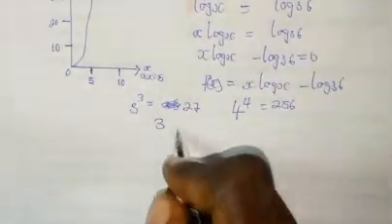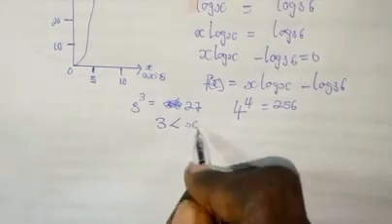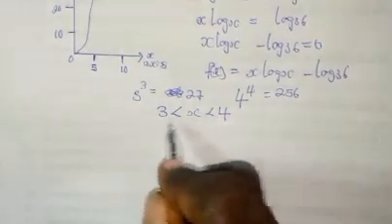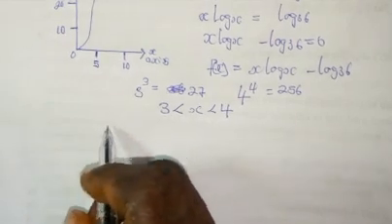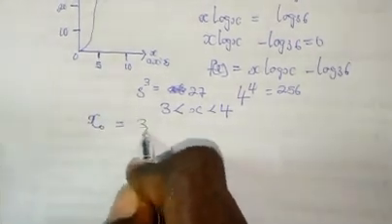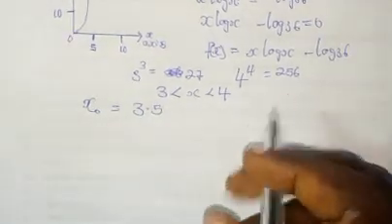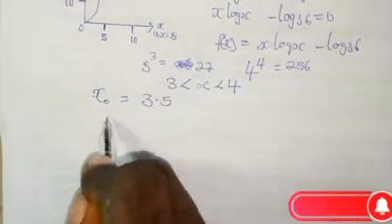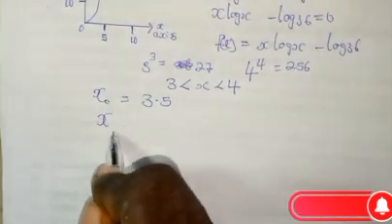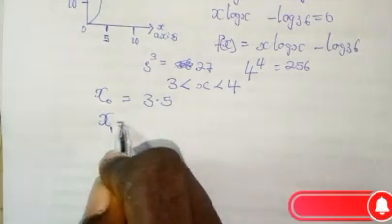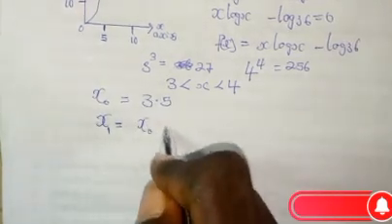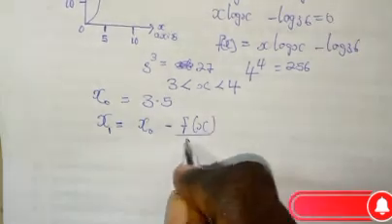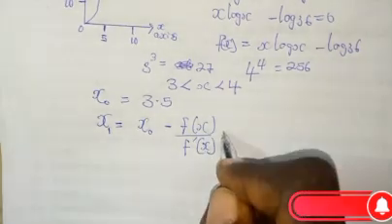So this implies that x is in between 3 and 4. So we can just write it like this: 3 is less than x, while x is less than 4, right? Therefore, the value of x is in between the two. So let's make an initial guess of x0 equal to 3.5. But in order to look for the next approximation, we are going to be using the formula which says the next one, let's say x1, is going to be x0 minus f(x) divided by the derivative of f(x), right?